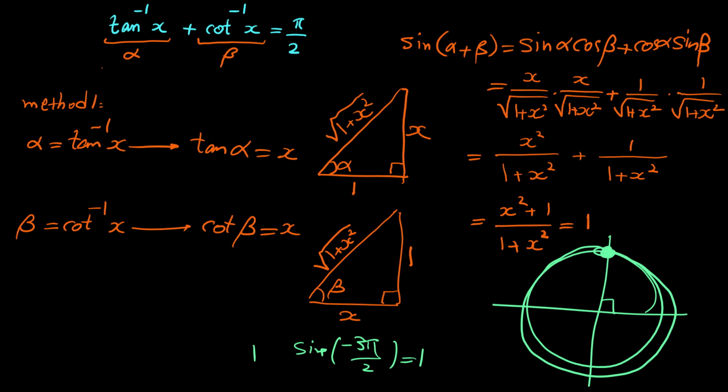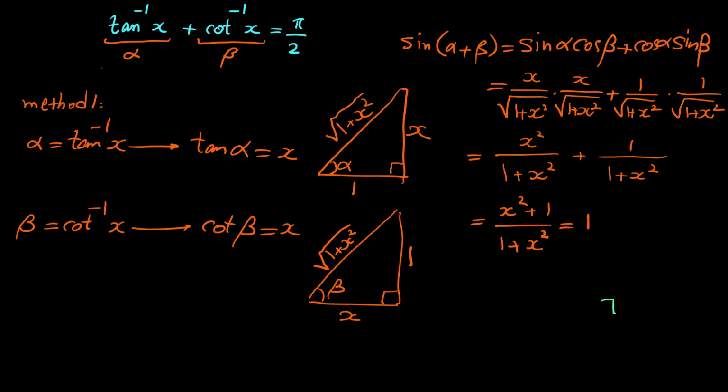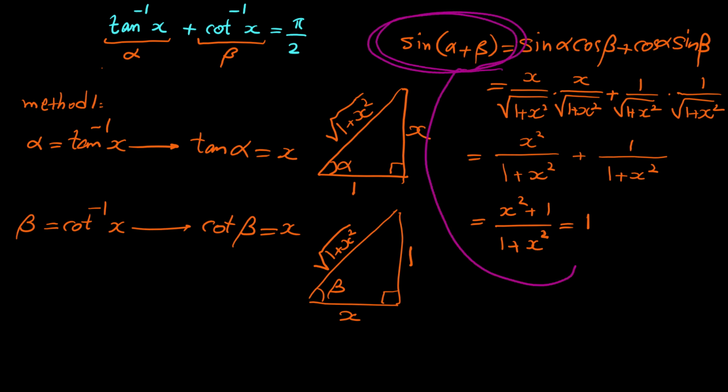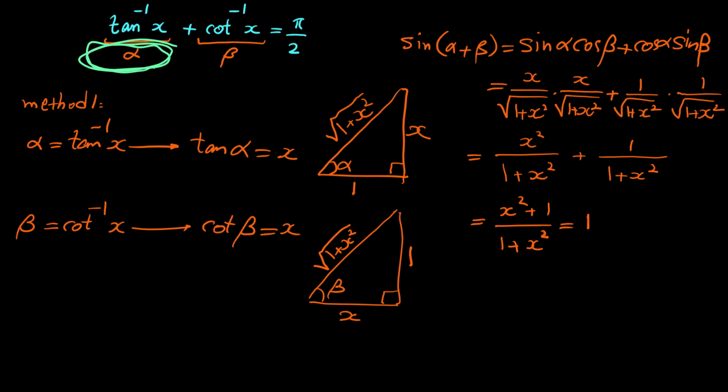So here we cannot immediately conclude from sine equals 1, without giving a reason, that this angle is pi over 2. We have to give a reason for that claim. Attention, alpha is not a random angle. Alpha is tangent inverse of x. Let me remind you something about tangent inverse of x. Tangent inverse of x is the inverse of the tangent function.